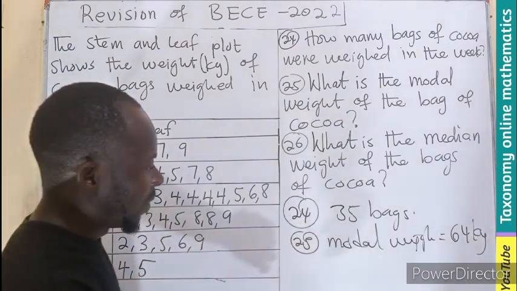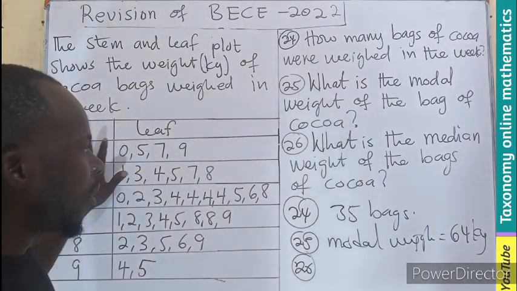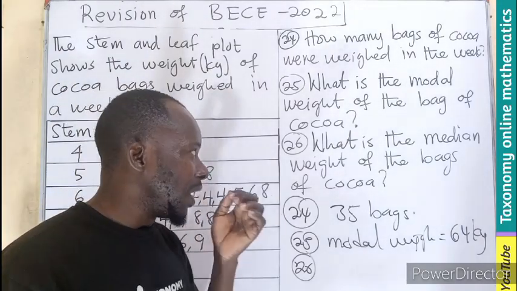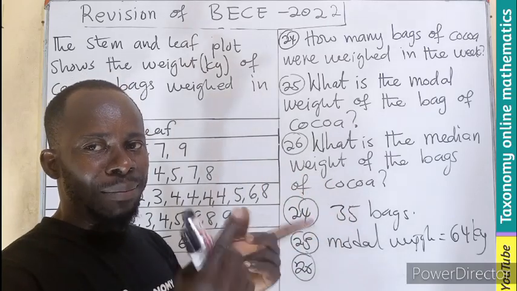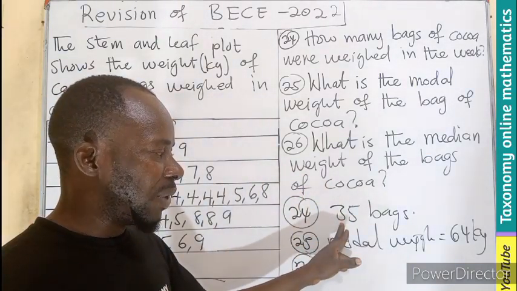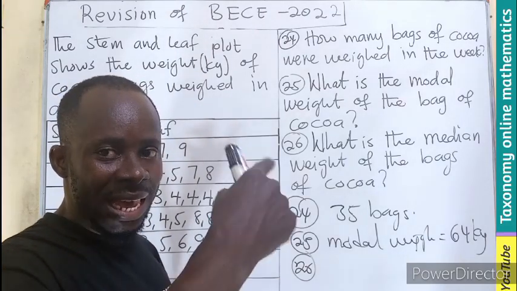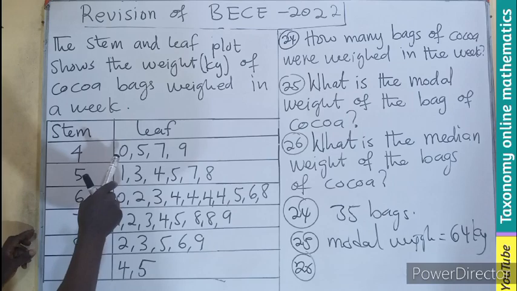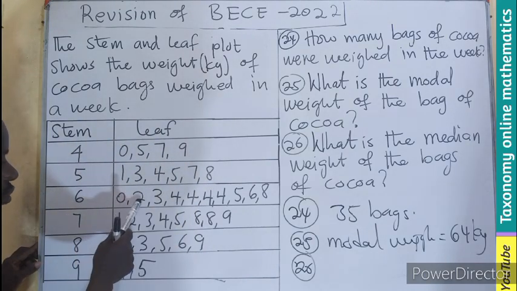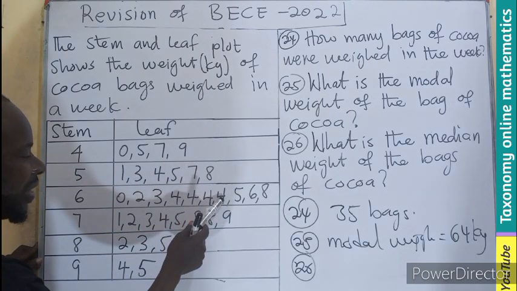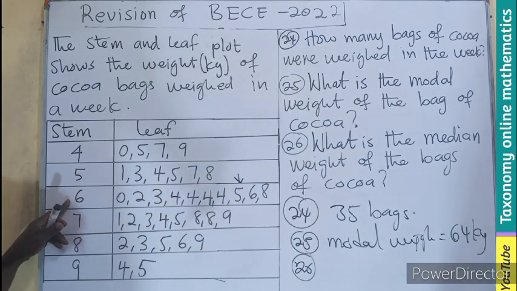Then the median. The median, we know, is the middle data arranged in ascending order. And this has already been arranged in ascending order. Now, if we have an odd number as a total, it means we only need the number in the middle. So this is 35. So 17 plus 17 gives us 34. So the middle one is the 18th term. So I'll be counting 1, 2, 3, 4, 5, 6, 7, 8, 9, 10, 11, 12, 13, 14, 15, 16, 17, 18. The 18th is on this, which is the leaf of the stem 6.